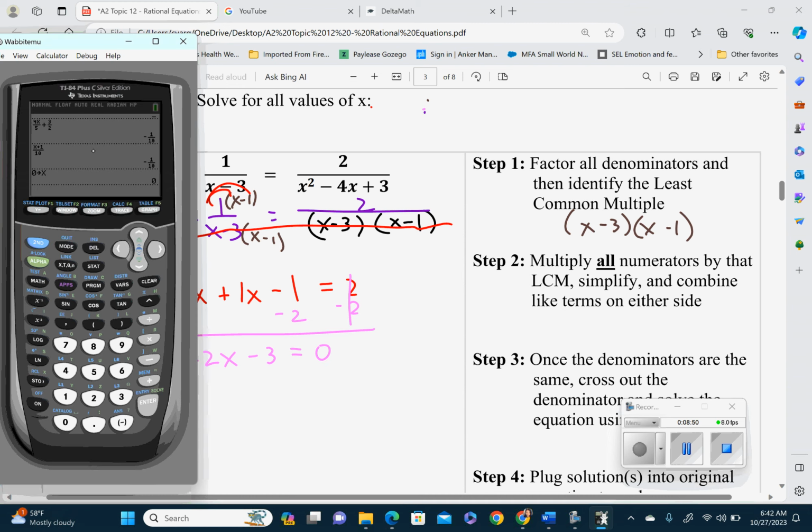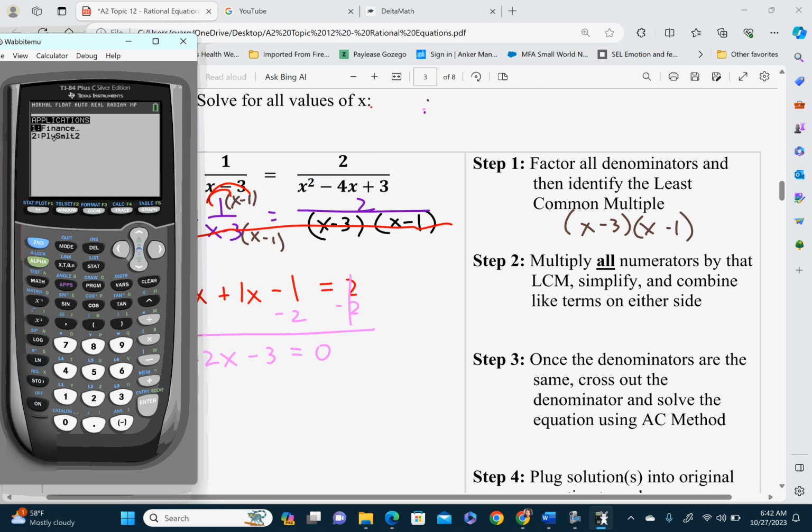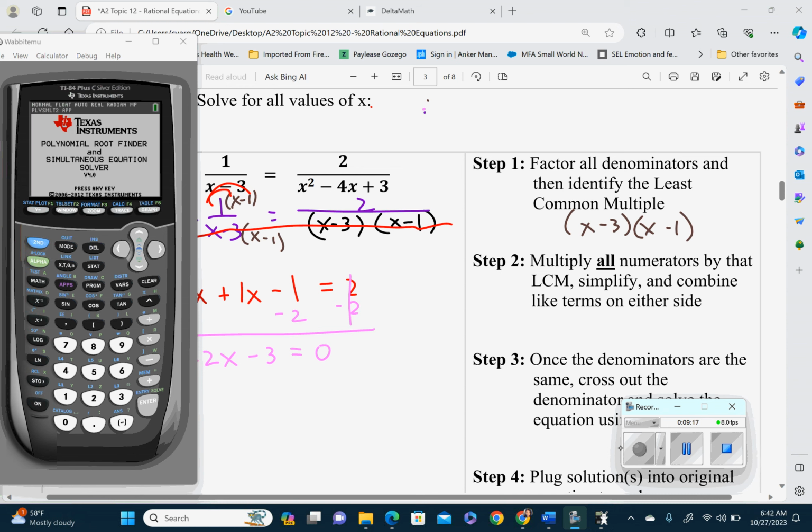For this one, I would definitely get my calculator. So for the calculator, you're going to go to apps and you're going to find Polysmlt 2. On our school calculators, it's like 8, 9, or 0. On mine right now, it's 2. It doesn't matter what number it is. I'm going to press it whenever it feels like letting me. Come on. There we go. So when you get to that, press any key. I'm just going to hit enter.